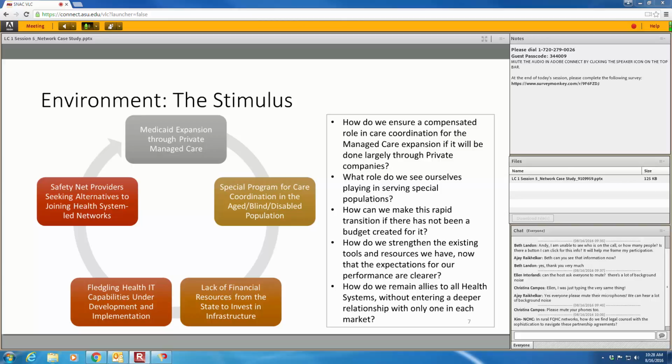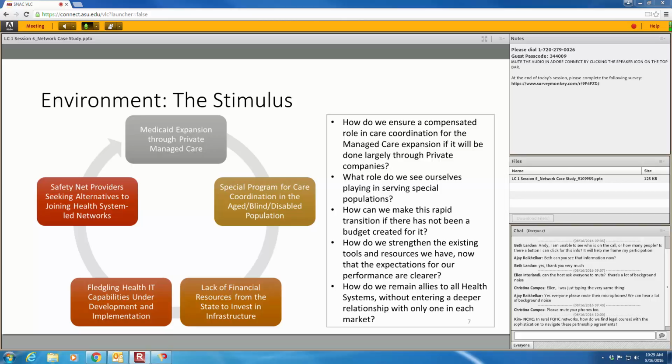Okay, I'm going to move to the ABD, and then I want to circle back and talk a little bit about what we see as pros of managed care. I know people may be feeling like there's not a lot, but I want to offer some hope.